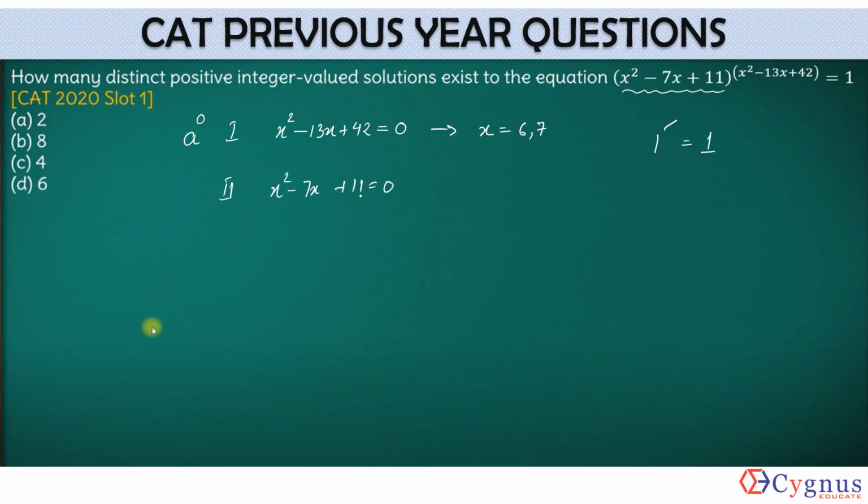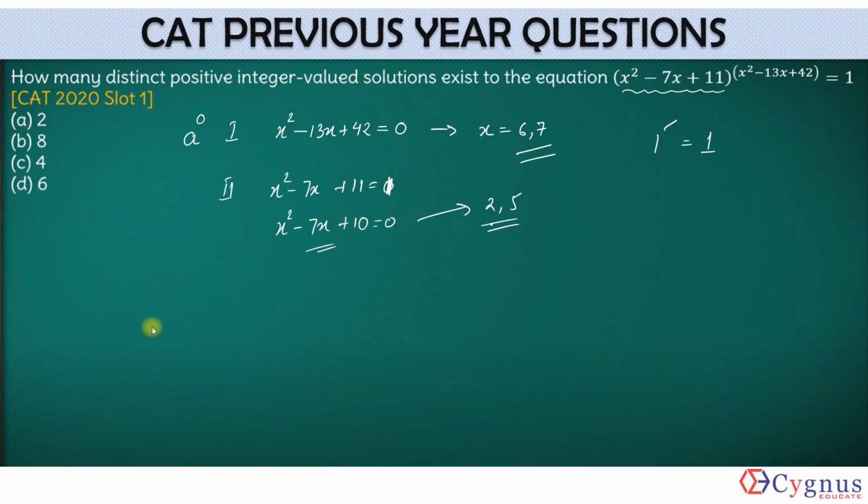X square minus 7x plus 11, second case. Now, x square minus 7x plus 11. What did I say? First one, the power has to be 0. The second case is what? The base has to be what? 1. So effectively, this becomes x square minus 7x plus 10 equal to 0. When you solve this equation, you get again two roots, 2 and 5. So effectively, we got four answers here. 4 is there in the option.